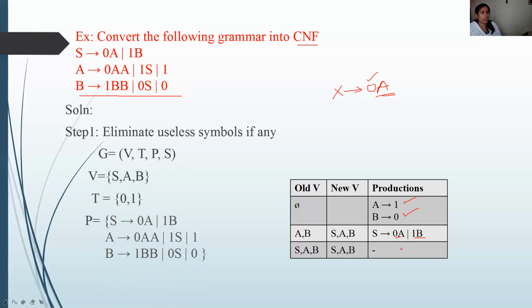Because A is generating, we know A is generating. A is generating, B is generating, this also A is generating. Here we have got S also as generating, because here S is producing 0A, 1B. As these two are generating, S is also generating. So 1S, 1 anyhow is a terminal, it is generating. 1B, B is generating, so 1B is generating. 0S, it is generating. 0 is also generating. So in the first step, we have checked which variables are generating.